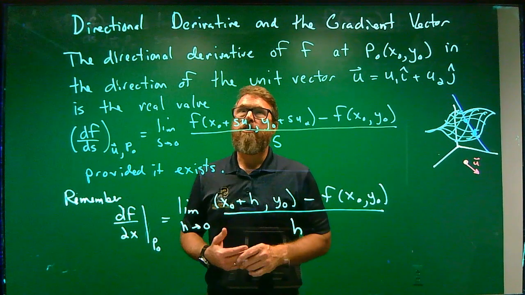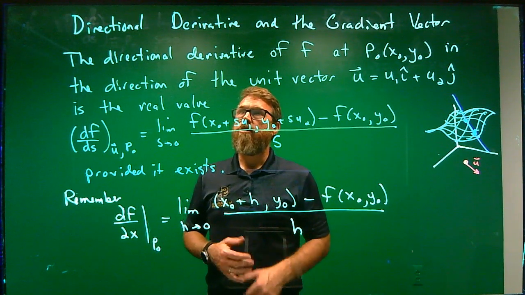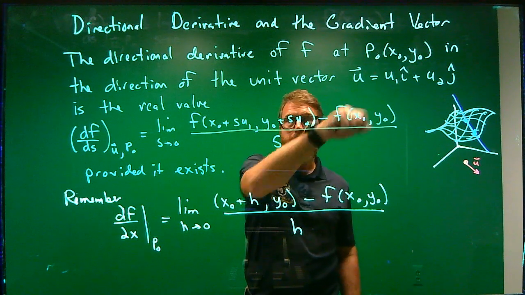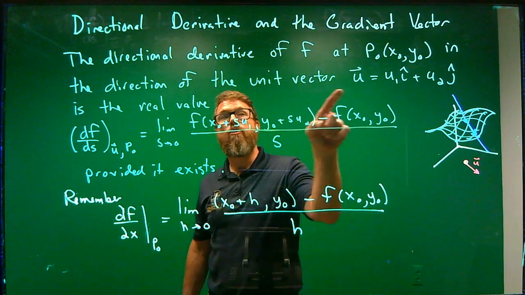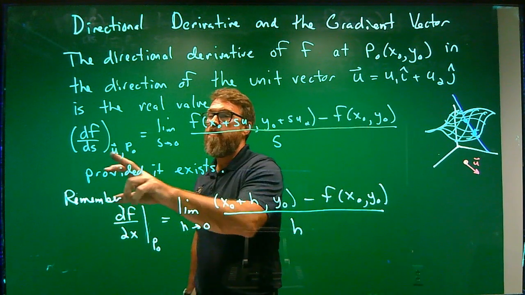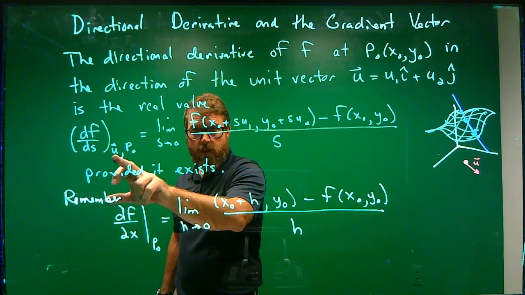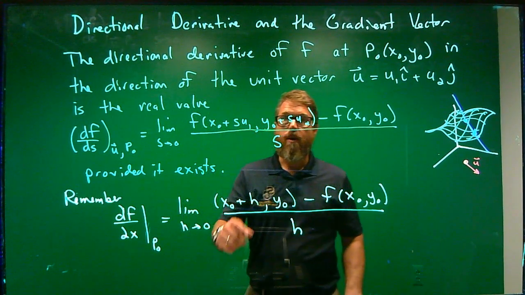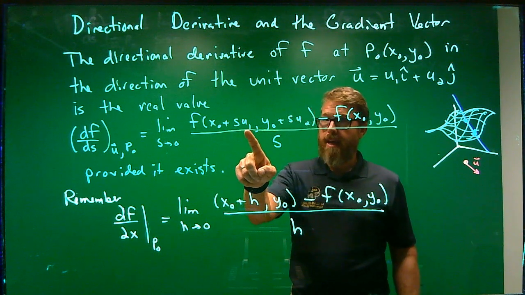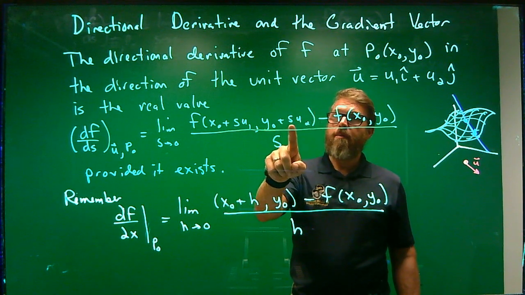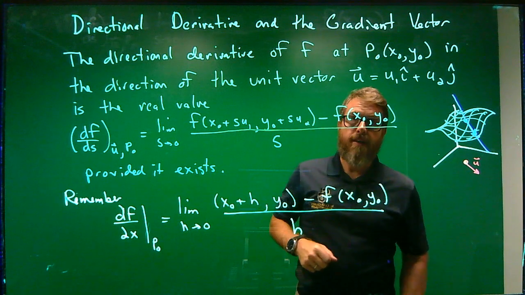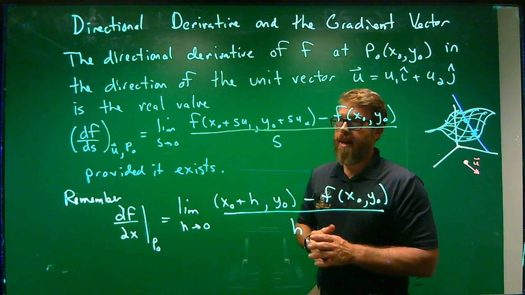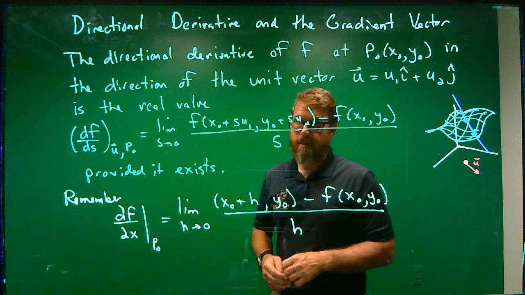So today we're going to discuss the directional derivative and the gradient vector. The directional derivative of f at p naught in the direction of the unit vector u is the real value df ds in the direction of u at p naught. So this is going to be the limit as s goes to 0 of f of x naught plus s u1, y naught plus s u2, minus f of x naught comma y naught, all divided by s. Now that's of course provided it exists.